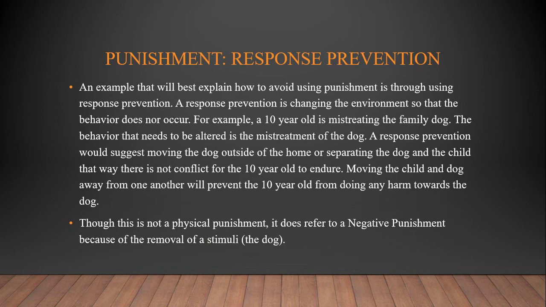So if there is no temptation for the child to mistreat the family dog, then that behavior won't happen, therefore there'd be no quote unquote punishment, or the child wouldn't get in trouble. Though it's not physical punishment or anything like that, it does kind of seem like a negative punishment because it's removing the stimulus, which would be the dog. But in most cases, it's referred to as response prevention because it's changing the environment of where the dog is being placed and or the child.